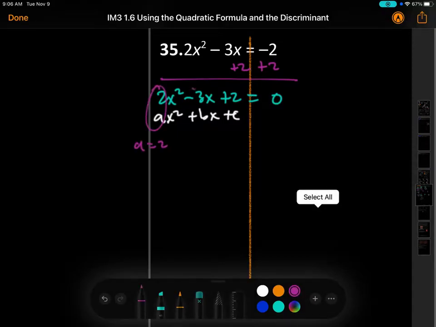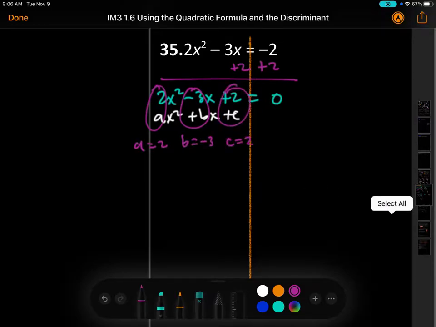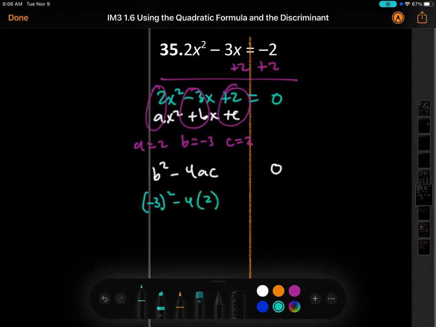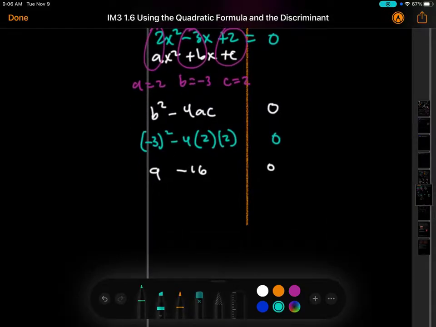A is 2, b is negative 3. Got the Miami colors going on. And then my discriminant. Let's put that in there. The b value is negative 3. The c value is 2. Negative 4 times 2 is negative 8. Negative 8 times 2 is negative 16. 9 minus 16 is negative 7. That is smaller. Negative 7 is smaller. That means we'll have 2 complex roots.